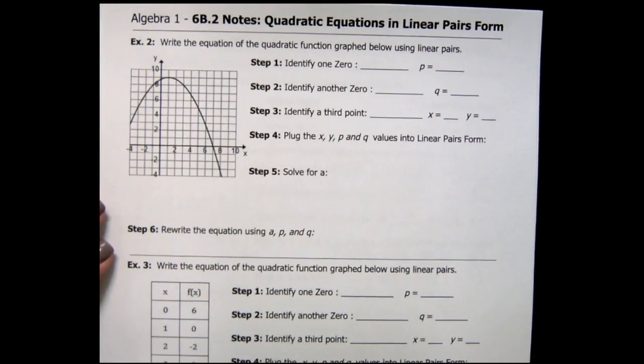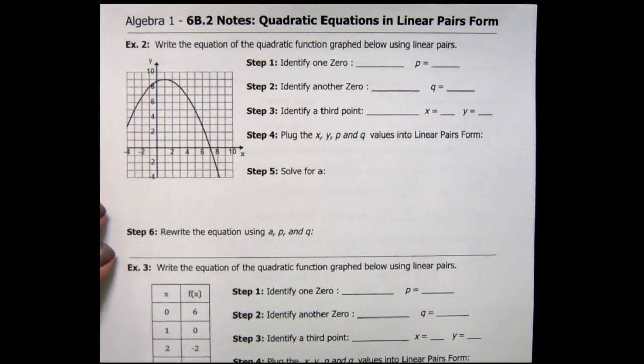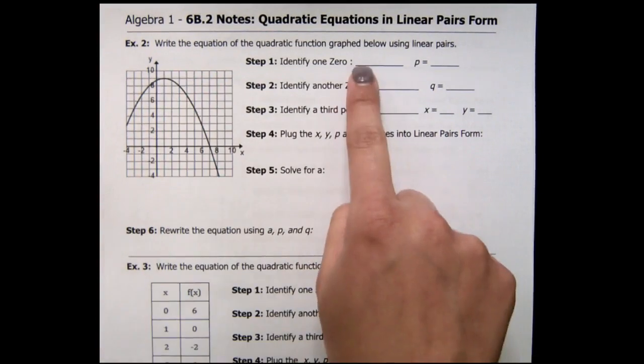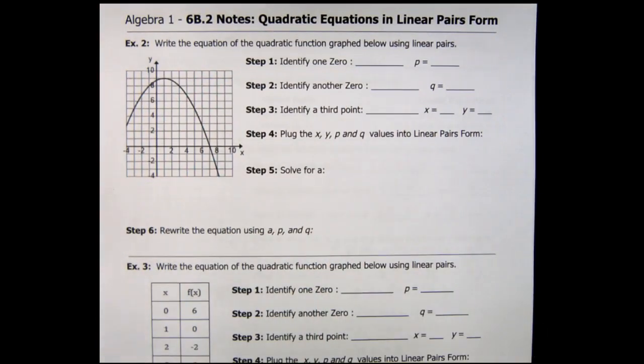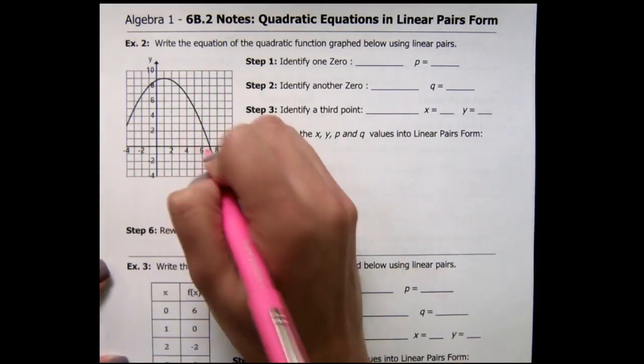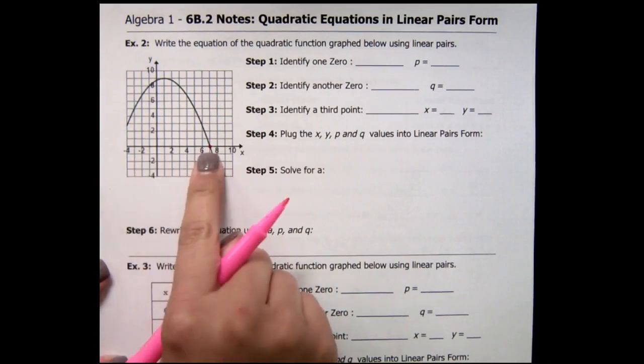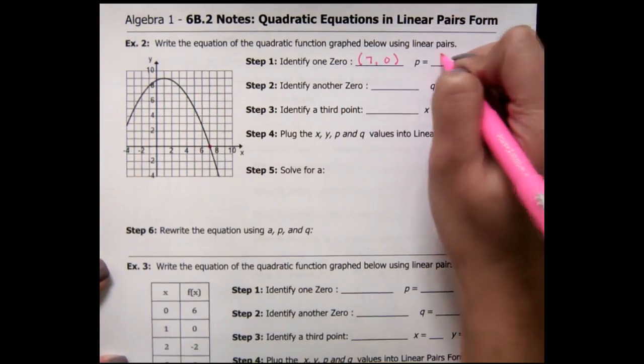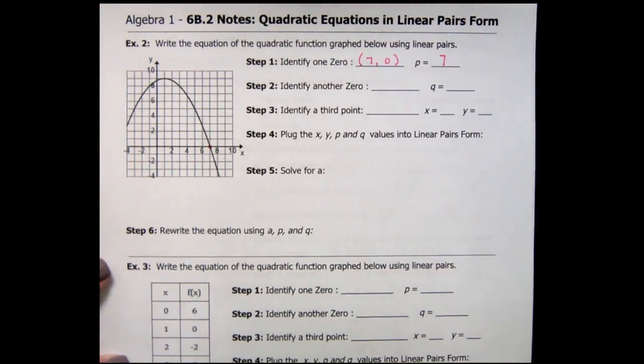Moving on to example 2. Same process, different graph. So we're going to write the equation of this graph using the same steps. So identify a 0. Well, I can only see one here, right? So that is 7, 0. So P is 7.